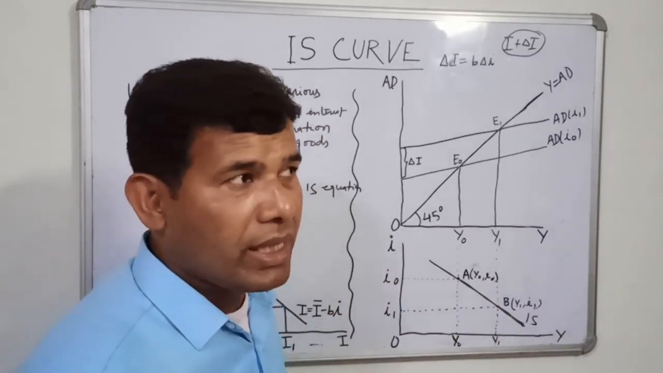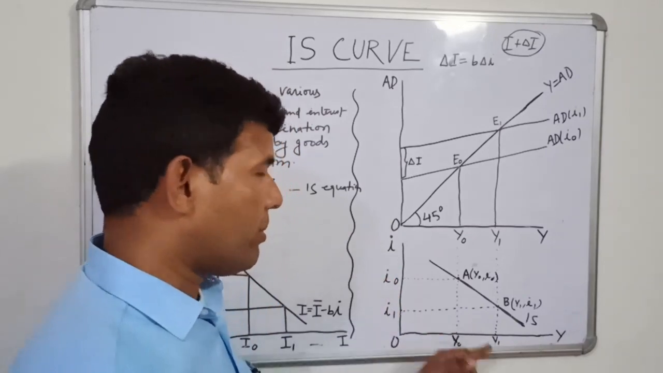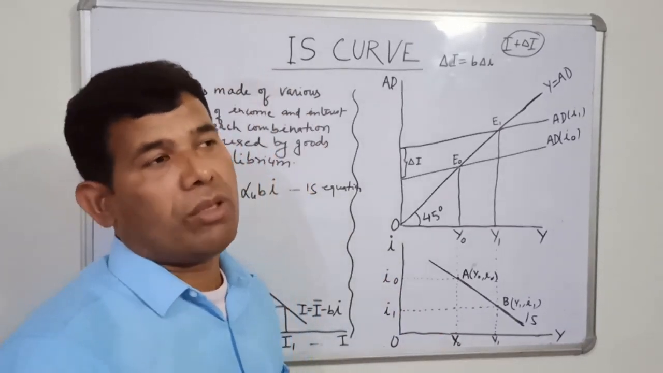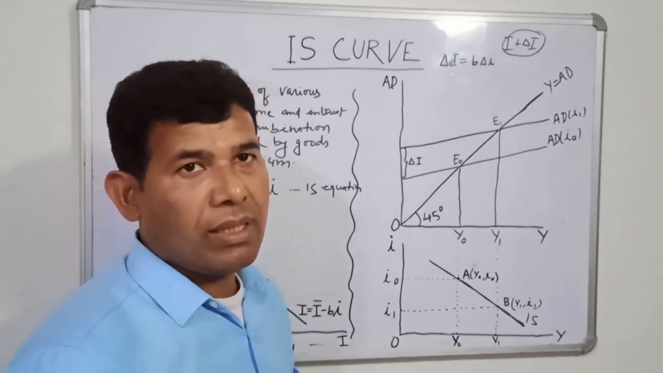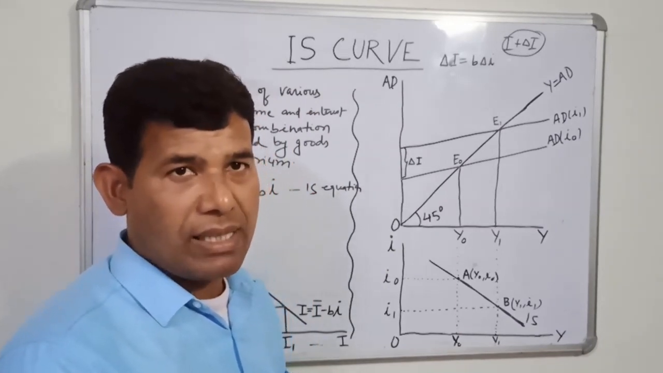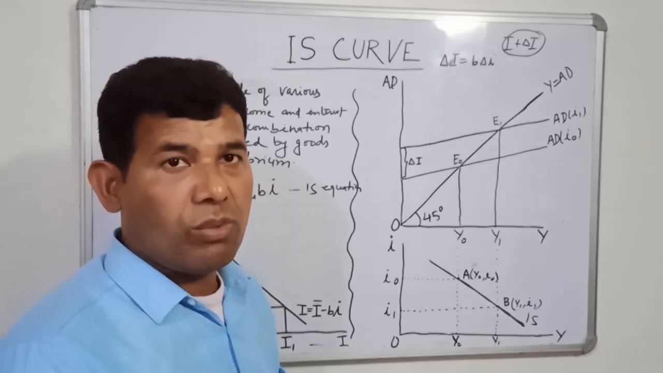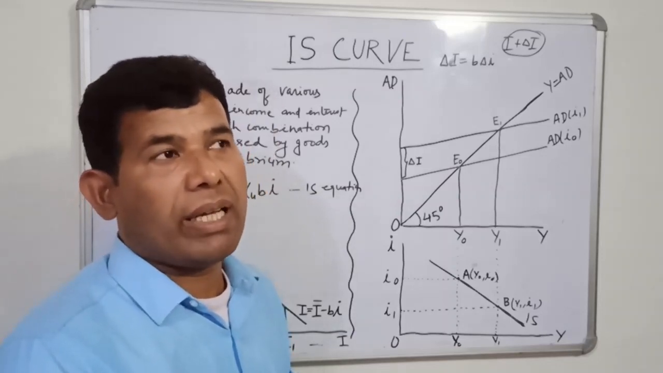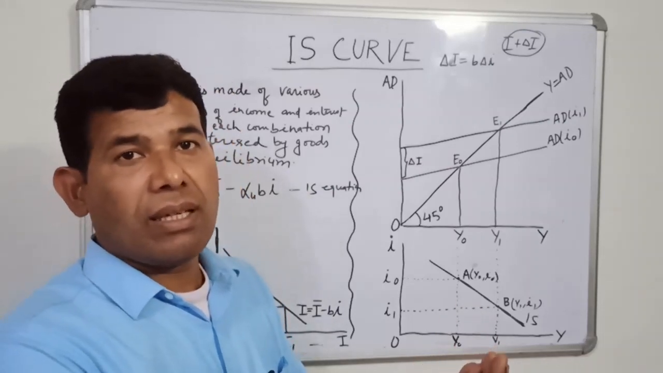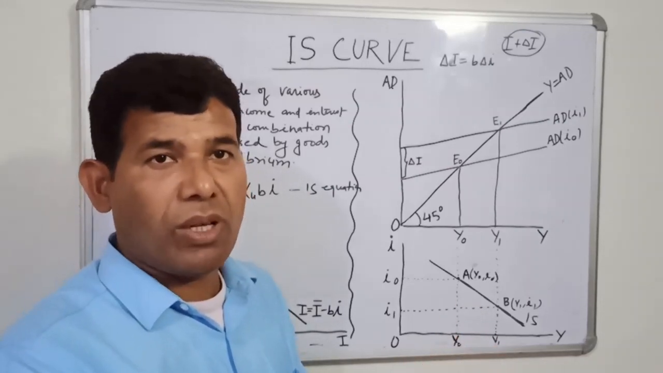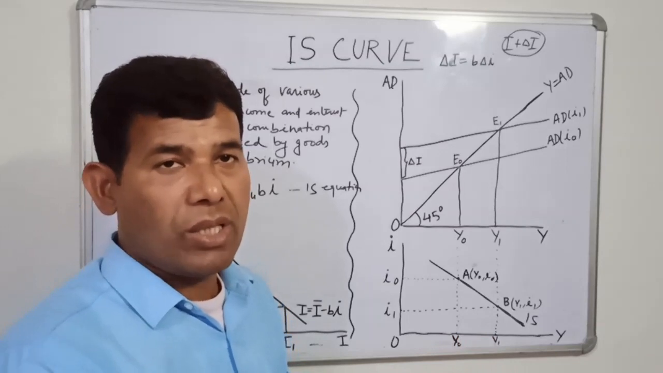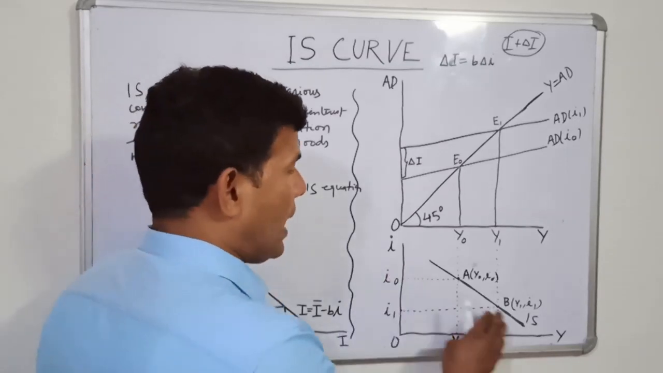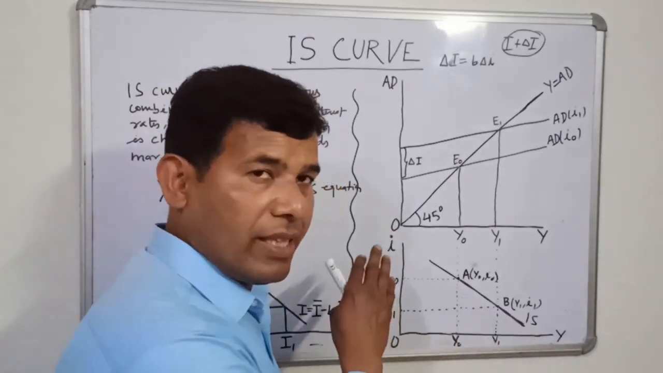What is the economic logic? The economic logic of this inverse relationship is that when the interest rate in the economy falls, investment rises. When investment rises, through the multiplier, income rises, right? Similarly, when the interest rate rises in the economy, investment falls, and when investment falls, through the multiplier, income falls. And that is what your IS curve explains, right?